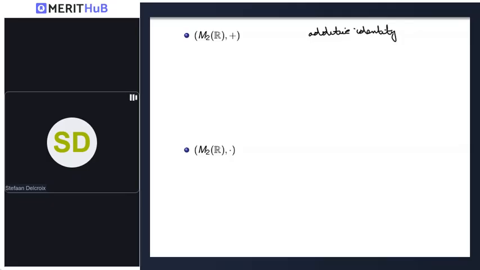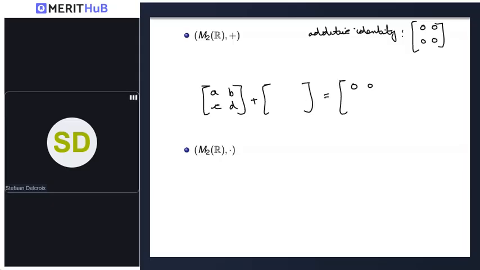What was that matrix? When we add it, it doesn't do anything. The zero matrix. Okay. So do we have inverses? Well, could you tell me what you would need to add to the matrix A, B, C, D? When you add them, you're going to get the zero matrix, because that's what inverses do, right? When you add them, you get the additive identity.